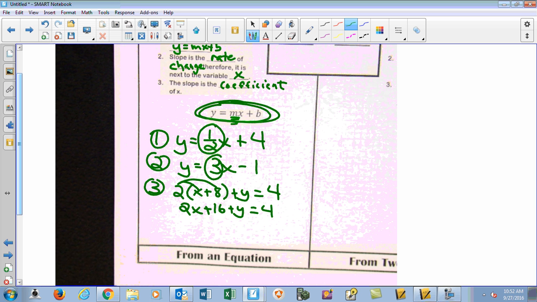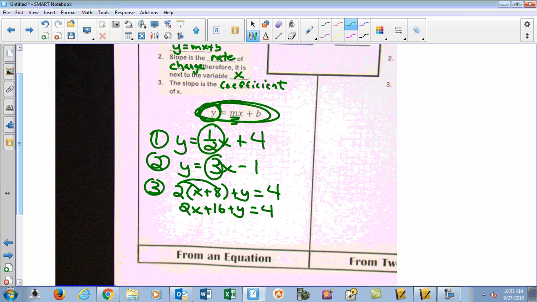All right, I have no like terms here, right? 2x, 16, and y are all different. What's the only thing that has to be on the left-hand side when it's all said and done? What has to be by itself? Y, right? So I have to move the 2x and the 16 over. Let's move the 16 first because there's a 4 on the other side. Aren't those like terms? So how can I move 16 to the other side of the equal sign?